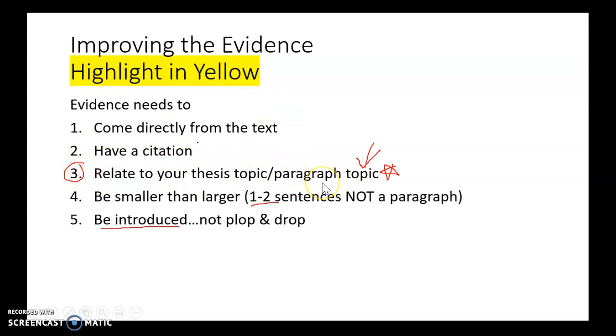We want to make sure we are picking the best evidence. It actually needs to relate to that claim topic or the topic sentence of your paragraph. So what is it that you're talking about? Let's find the 1 or 2 sentences, not a whole paragraph of text, that shows that topic, and we want to introduce it. We don't want to plop and drop.